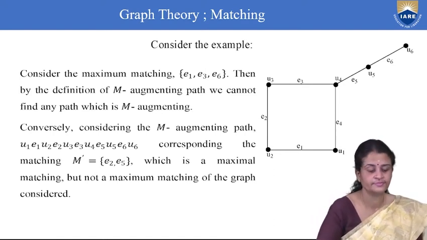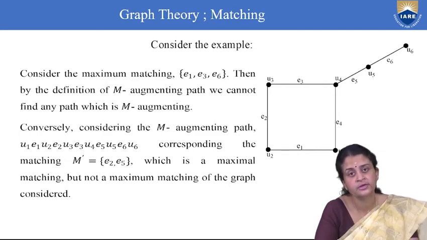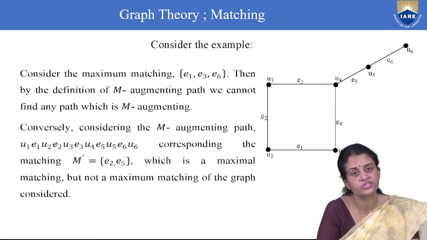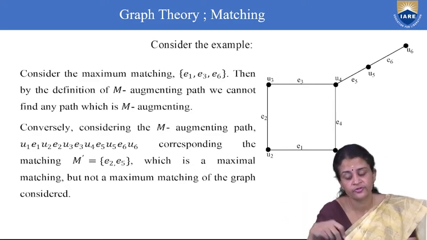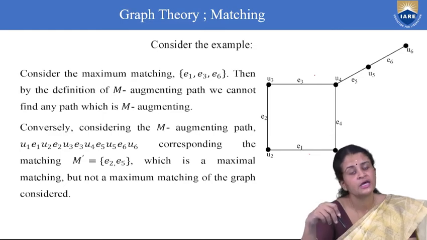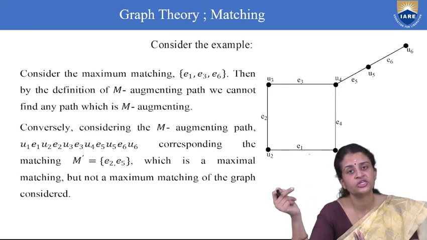Consider this example. Here we have a maximum matching E1, E3, E6. Then what is the definition of an M-augmenting path? It is a path starting and ending with unsaturated vertices. Here we cannot find any such path. Considering E1, E3 and E6, can we find any vertex which is not saturated by any of these edges? No, so we cannot find any augmenting path.